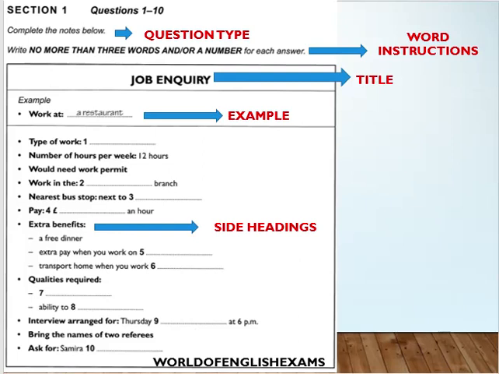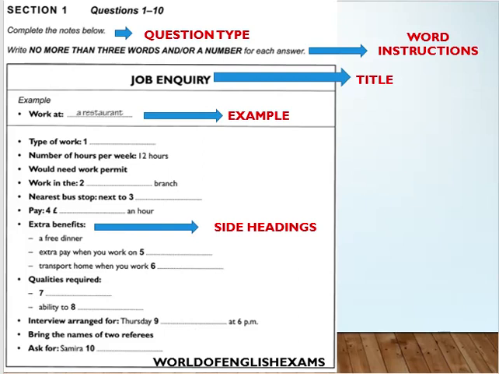So how do you know if the conversation is progressing from one answer to another? That is only because of the title. So you have to be careful while reading it. Then the next one we have is side headings. You can see that there are many side headings like extra benefits, qualities required, and all that. You have to pay attention to that because these are the directions provided to you.